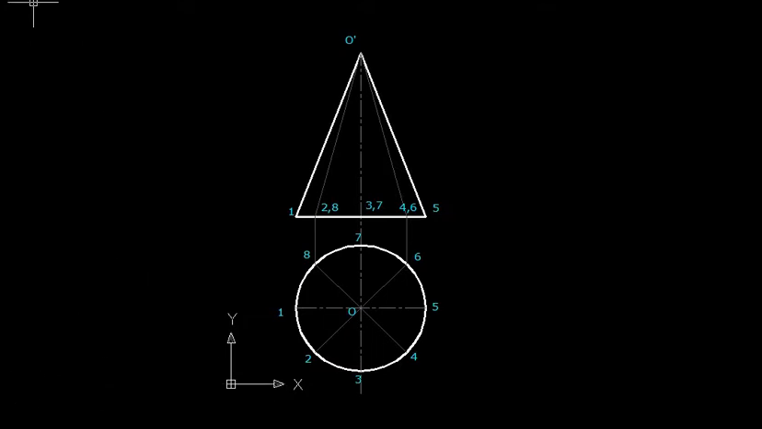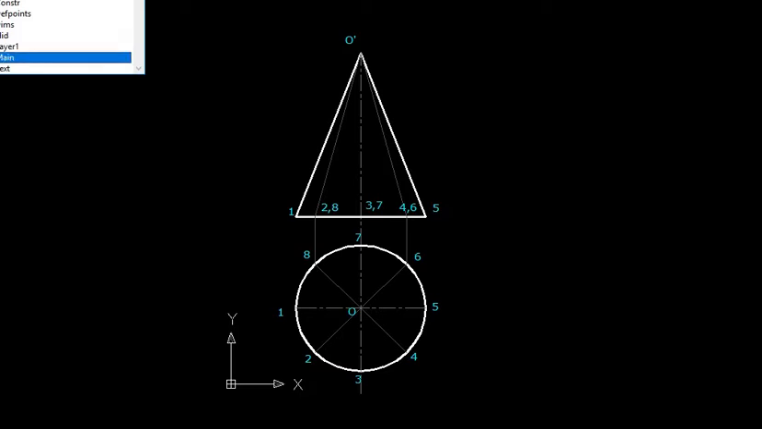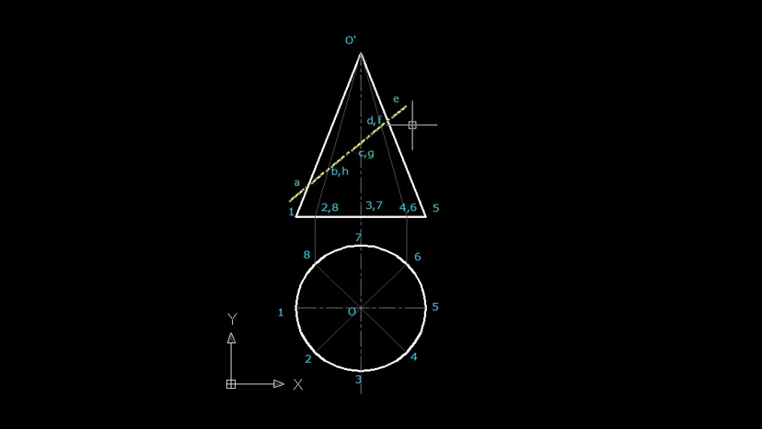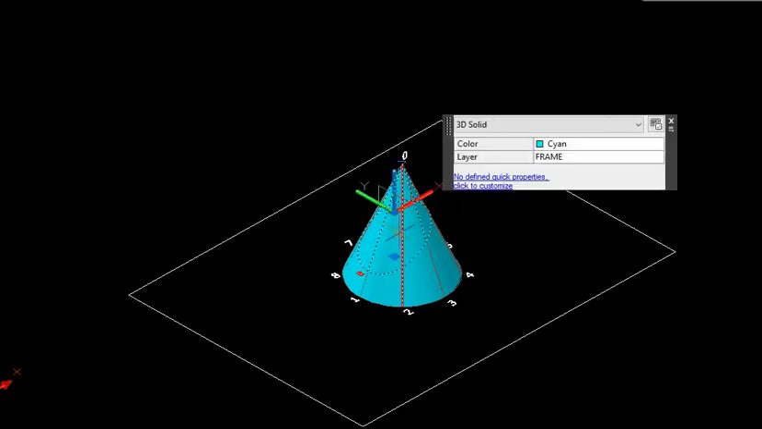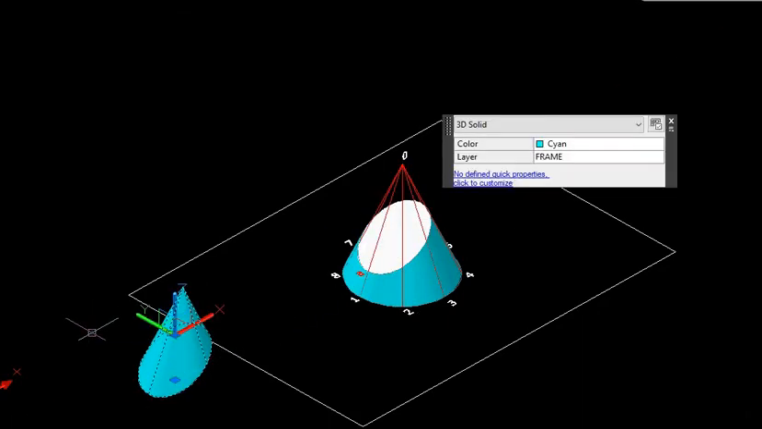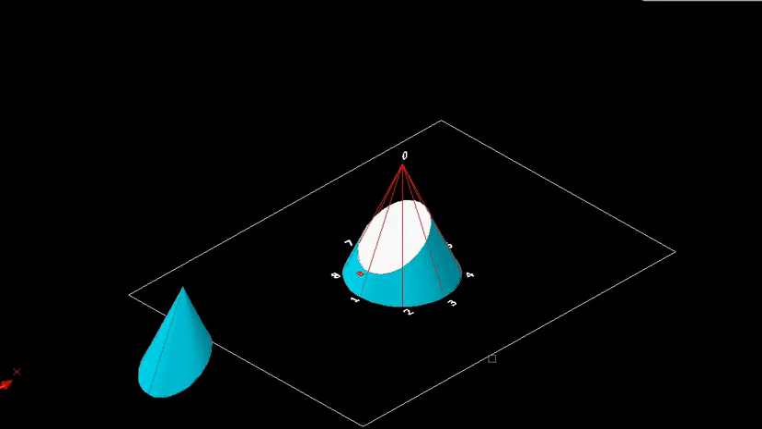To draw the development of this cone, yet another thing given here is that this is the cutting plane. It is cut like this. So when it is cut like this, how does it look in 3D? Let us try to visualize. If you take this part and take it away, it looks like this.